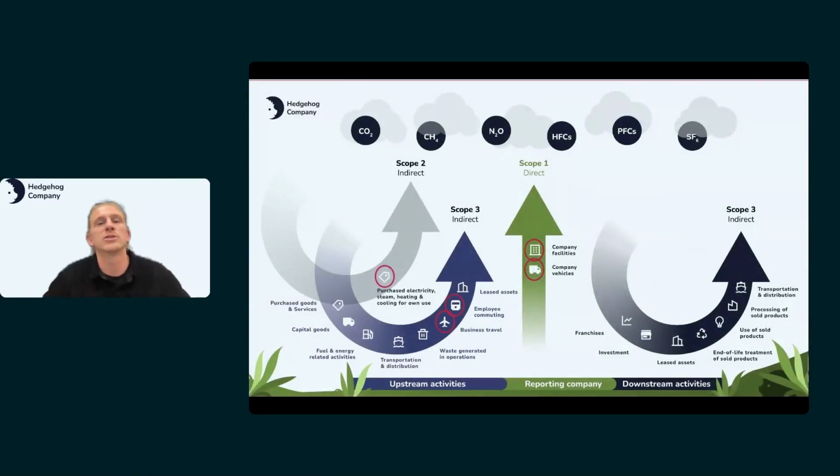So if we're zooming back out to the figure of the GHG protocol, the greenhouse gas protocol, and simply circling the emission sources that are available in the free version of the Hedgehog Carbon Dashboard. Voila, here they are.